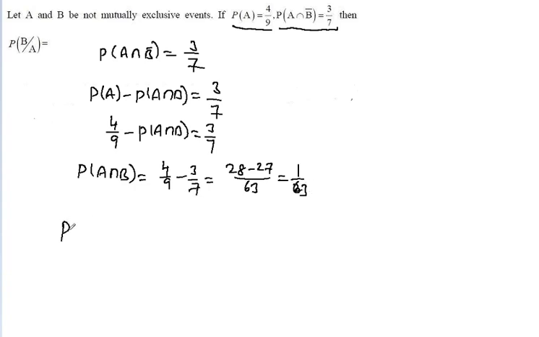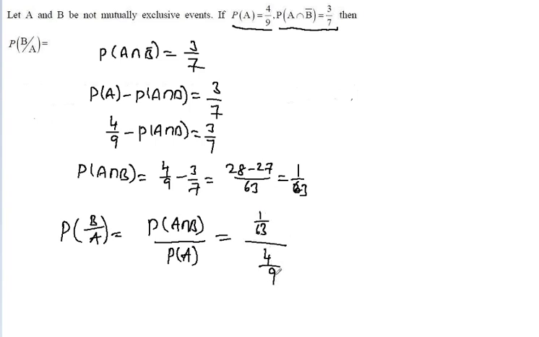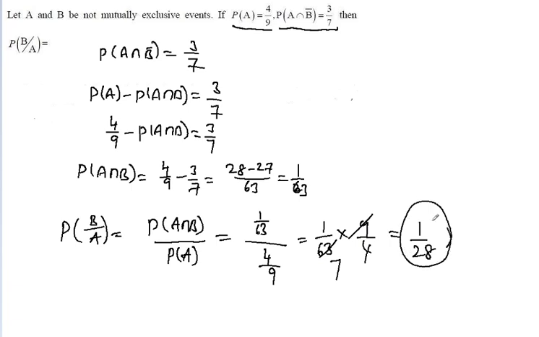Now we find P of B by A. P of B by A is equal to P of A intersection B by P of A. So P of A intersection B value is 1 by 63, divided by P of A, that is 4 by 9, that is equal to 1 by 63 into 9 by 4. Here 9 cancels 7 times, that is equal to 1 by 7 into 4, that is 1 by 28. The value of P of B by A is 1 by 28.